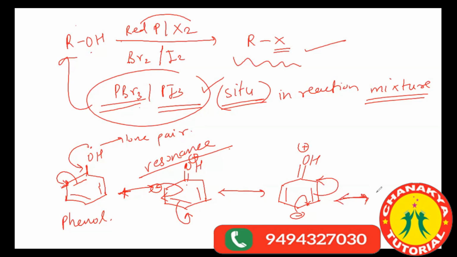A resonating structure is always shown by a double-headed arrow. Keep it in your mind. In this manner you get another structure: double bond, negative charge, double bond to OH with a positive charge on it. Now this goes here, and this goes back to your oxygen as the lone pair, and you get your previous structure back.